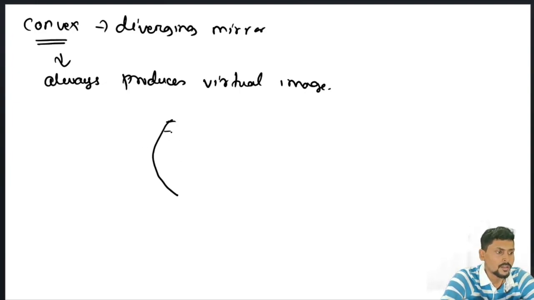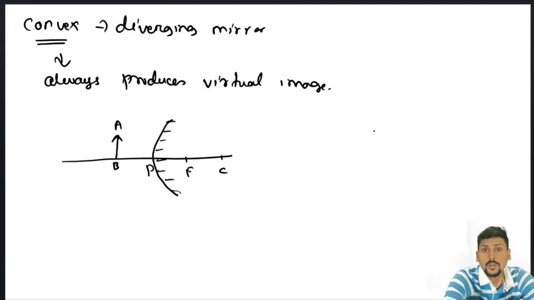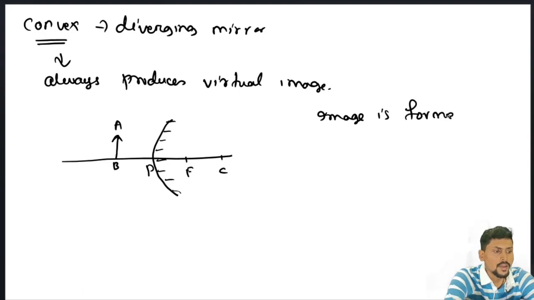this is the convex mirror, this is the principal axis, this is the pole, this is the focus, this is the center of curvature. If we place an object in front of the convex mirror at any finite distance, suppose an object AB, then where will the image be formed? The image will be formed behind the mirror. That means the image is formed between pole and focus.